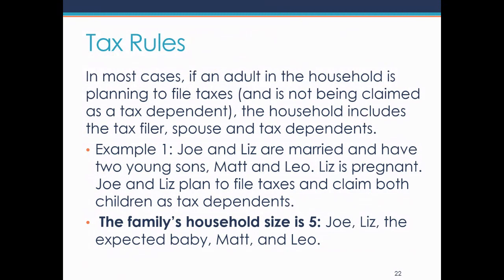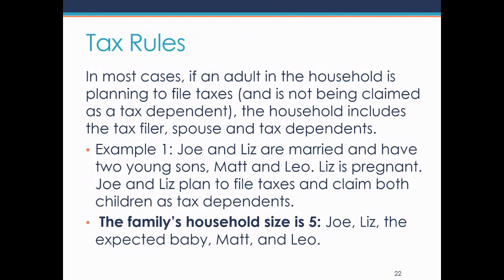But then it says if there's a pregnant person in the group, include the number of expected babies and count only one baby if the number of expected babies is unknown. So we know Liz is pregnant and we're going to assume she's only pregnant with one baby. So Joe's household size is 5: Joe, Liz, the expected baby, Matt, and Leo. Liz's household size would also be 5 if we use her as the target. And if we look at one of the children as the target, we get the same result.